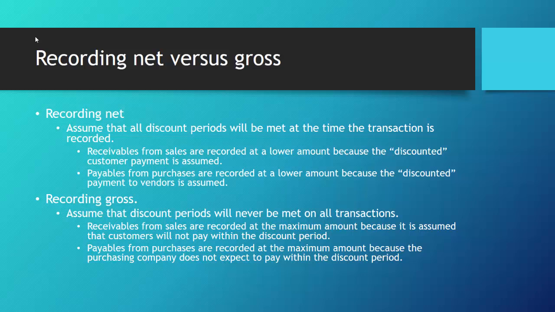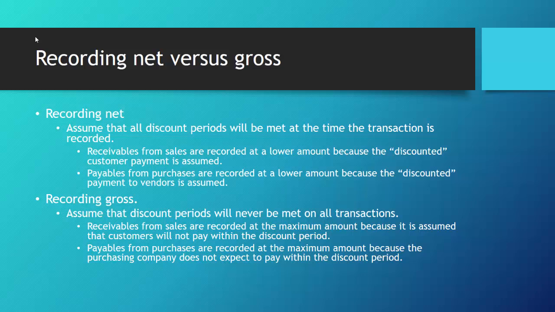When we make a purchase, we're going to assume that we are going to pay promptly enough to get the discount. So when we put the payable on our books and when we put the inventory that we're buying on our books, we are going to put it on for an amount equal to the discounted amount. We're assuming we're going to get 2% off, 3% off, etc.